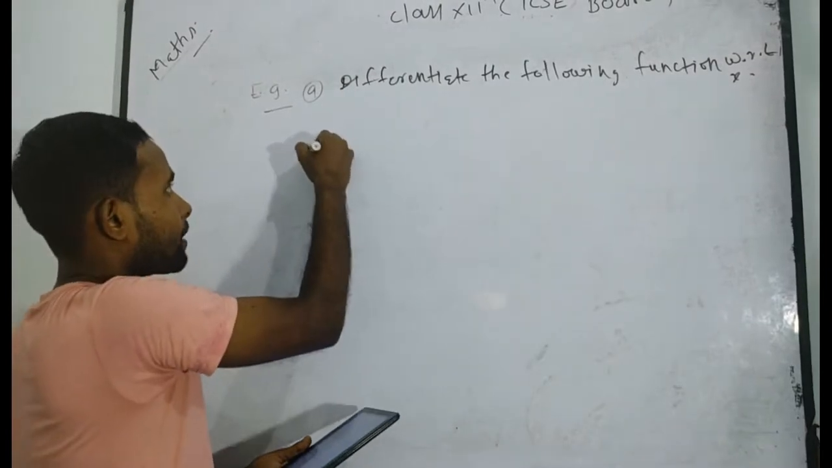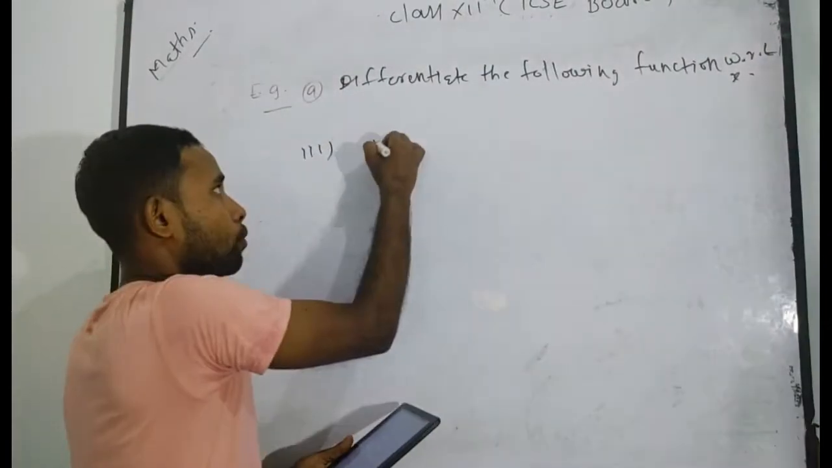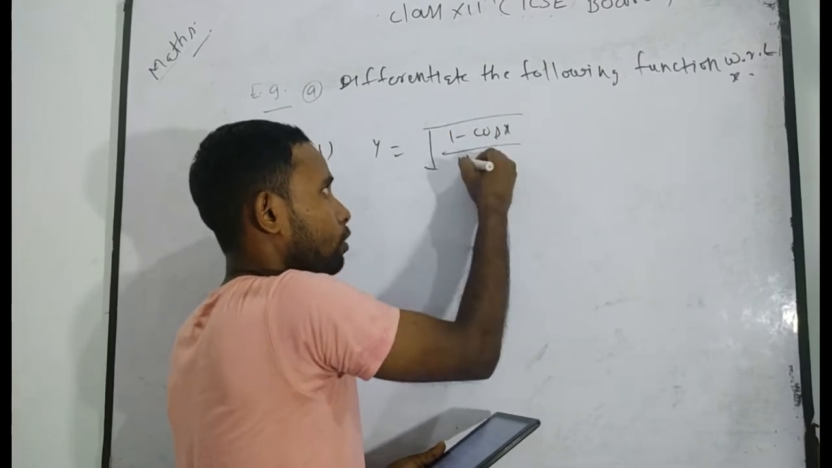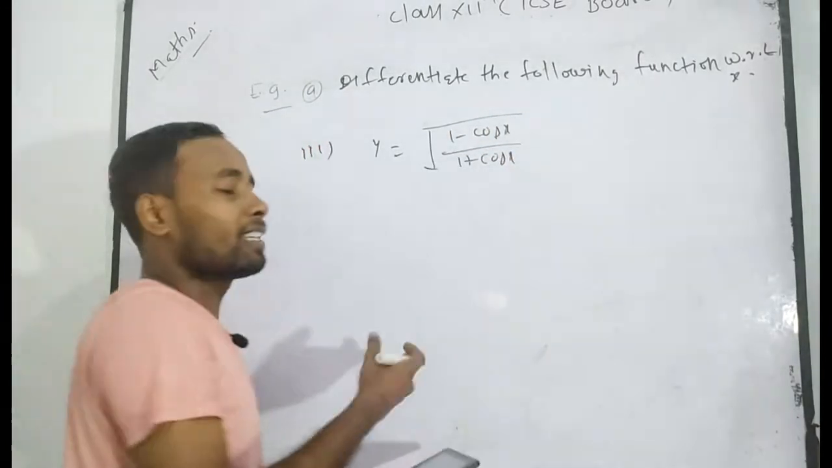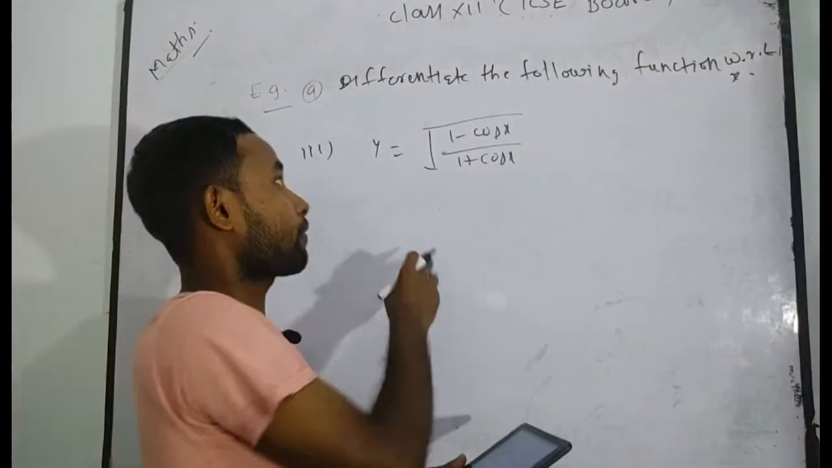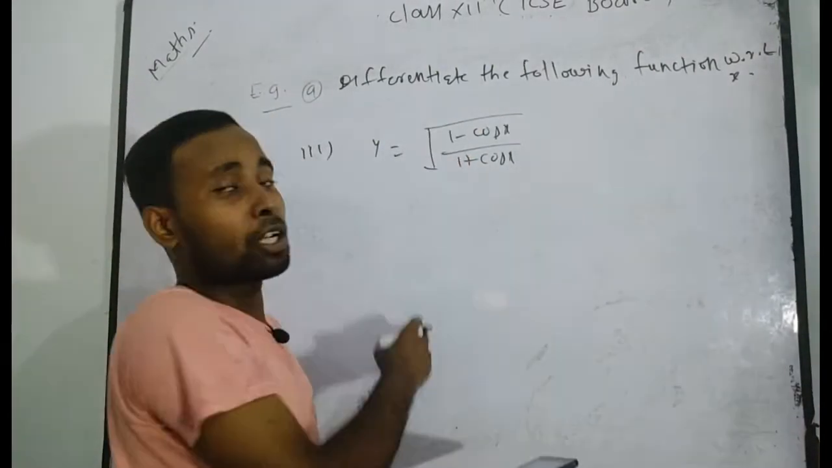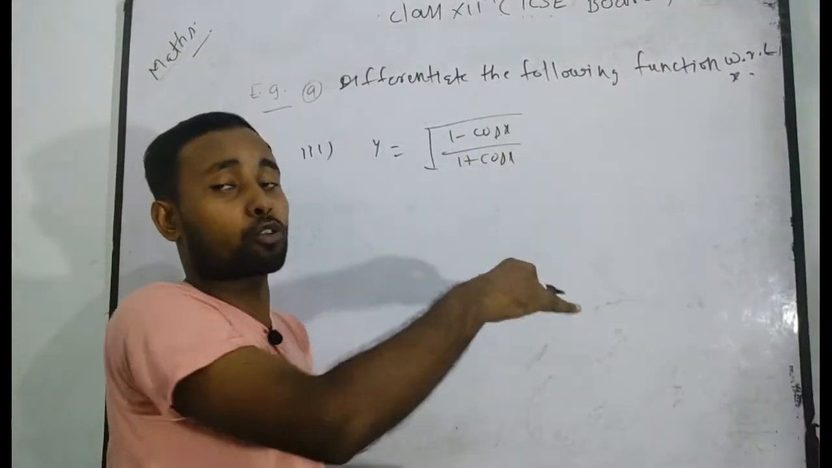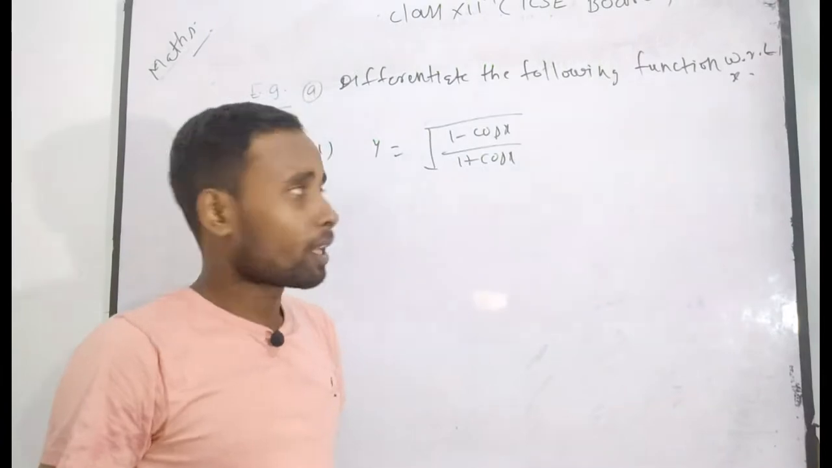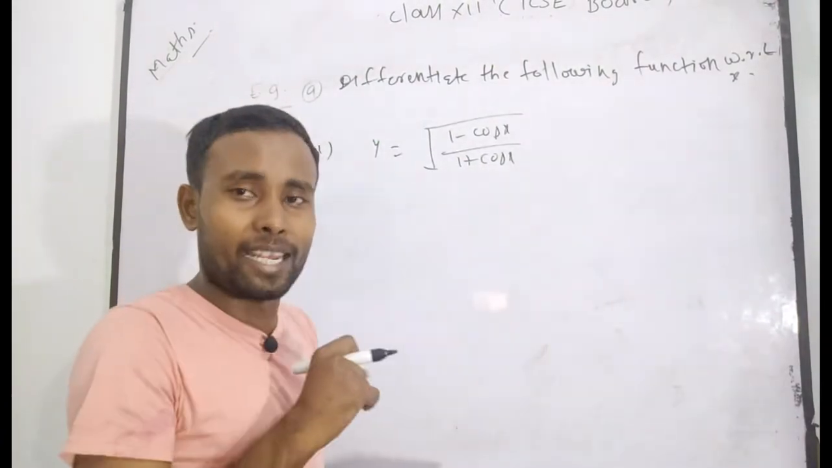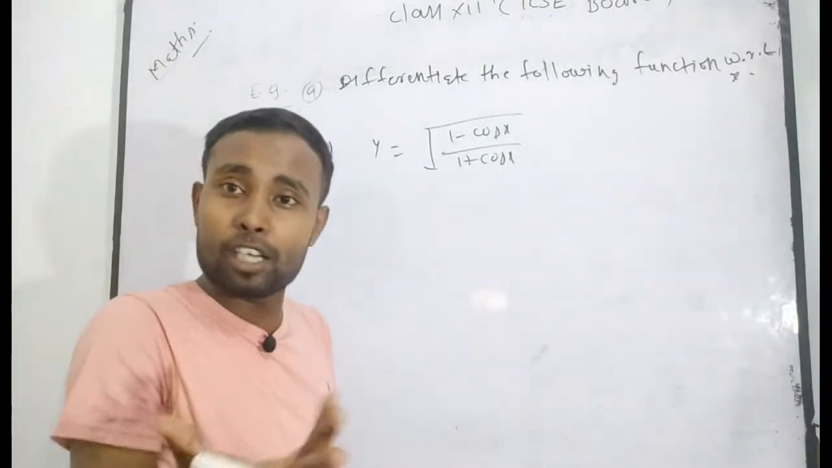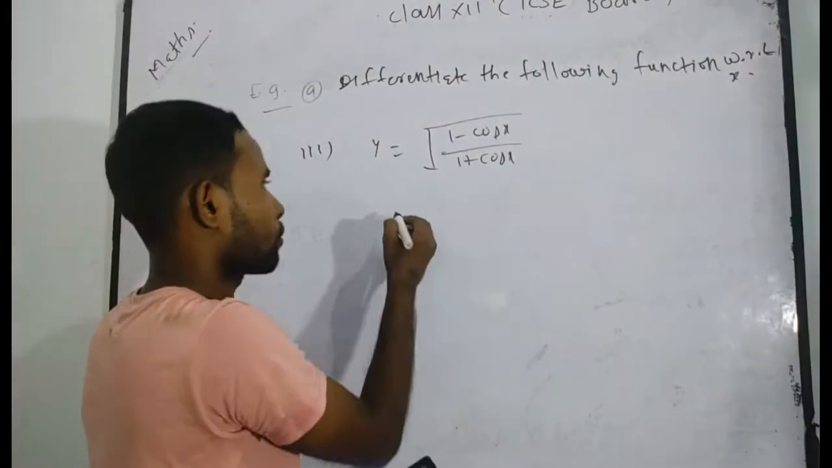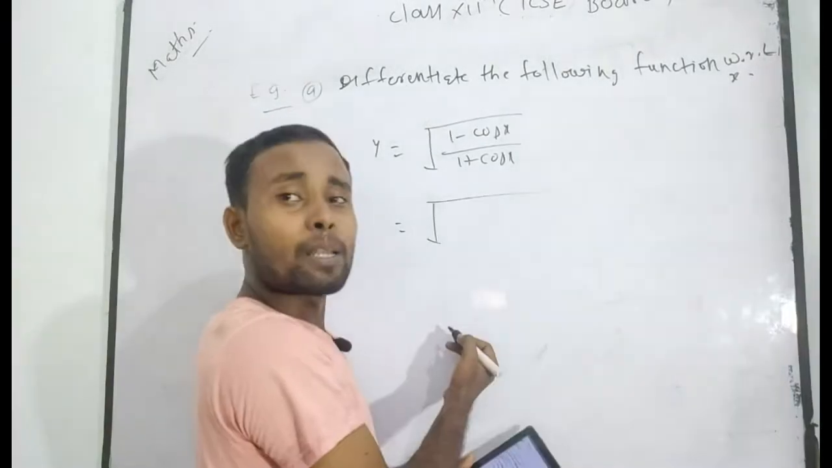For example, I have taken the third problem, which is y is equal to square root of (1 minus cos x) divided by (1 plus cos x). Look here, this is a very complex function. First of all, this is a root function, and a root function is first differentiated with respect to the whole term. Again you have to apply the quotient rule, and thereafter you have to go. But if you try to simplify it, it may be in simple form and you can solve this problem very simply. So I suggest you, first of all simplify it.